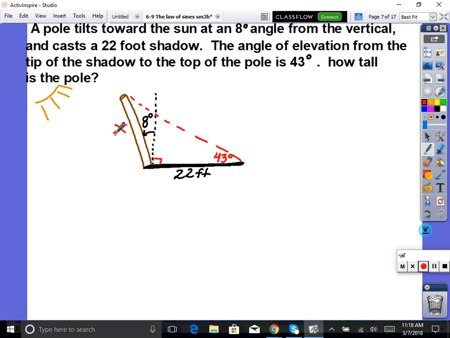So we're going to put an X here. See if you can figure out how tall the pole is. Now, I had somebody ask a really great question last hour. They said, well, how do you know if the sun is over here or over here? Because it said 8 degrees from the vertical. They were saying, couldn't 8 degrees be this way? Do you get what I'm saying?